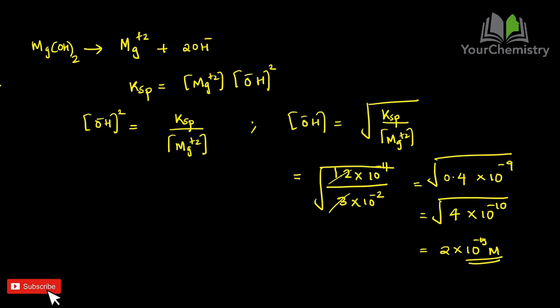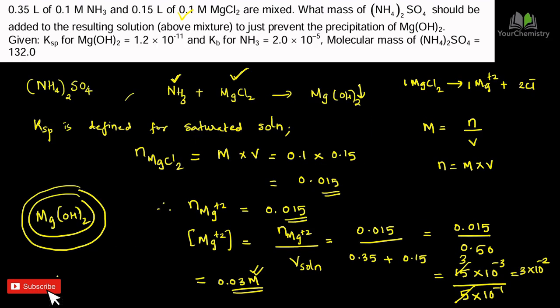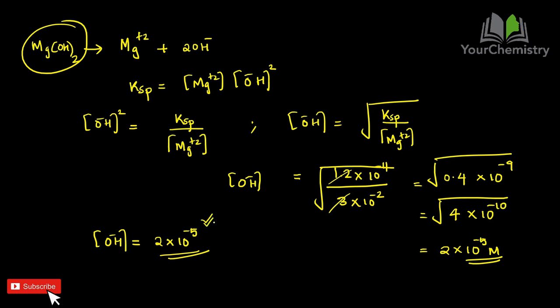That means in that given mixture, when the concentration of OH minus becomes equal to 2 into 10 to the power minus 5 molar, magnesium hydroxide becomes a saturated solution. Means it is not going to precipitate, it becomes saturated. Now let's see, we have made the saturated solution. Now we need to identify how much ammonium sulfate I need to add, so that we maintain this concentration of magnesium plus 2 as 0.03 and the concentration of OH minus as 2 into 10 to the power minus 5. So how can we do that?